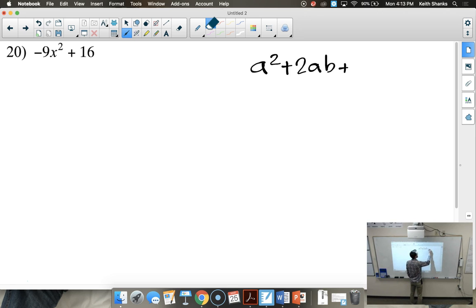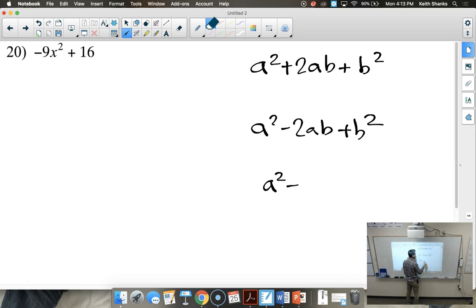2ab plus b squared. Another one, a squared minus 2ab plus b squared, and then another one, a squared minus b squared. All of these are perfect squares, okay? Well, not this last one. It's just a nice shortcut that has to do with perfect squares. What I mean, maybe to say this differently, the first number and the last number are perfect squares. First number, last number, first number, last number.